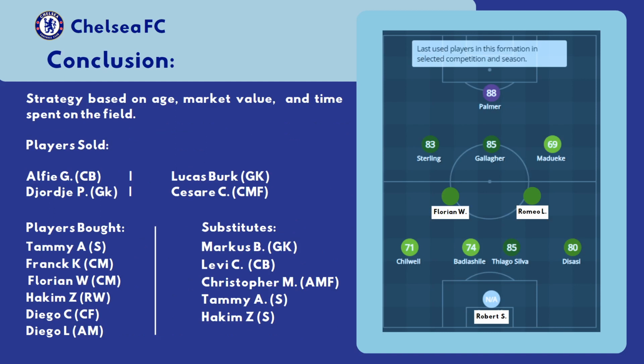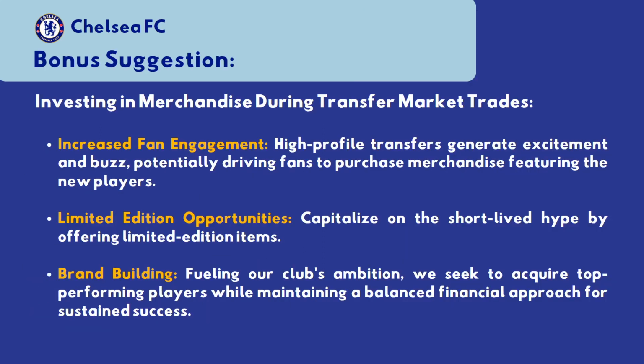Next, to conclude, these are our players sold and these are our players bought. In order to mitigate the problem of Fernandes and Moises being injured, we gave the positions to Florian W and Romeo L, because these are again two promising players, statistically speaking, to replace them and establish our position in the game. Now, this is our bonus suggestion in order to increase the capital of our team.